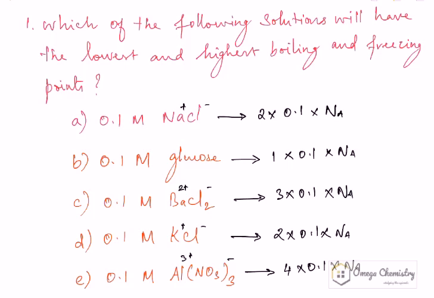So obviously from the above findings, 0.1 molar aluminum nitrate has the greatest number of particles, therefore it will have the highest boiling point and lowest freezing point, whereas 0.1 molar glucose solution will provide a lesser number of particles in the solution, and that's why it will have the lowest boiling point and highest freezing point.